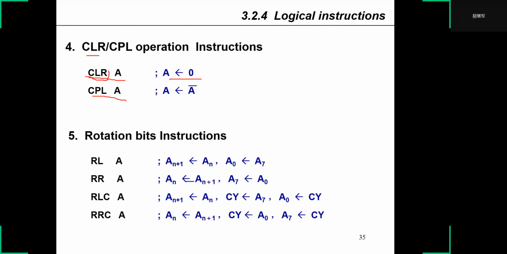This is CLR, clear, which sets the value to 0. CPL inverts the A register. Next are the rotation bits instructions. RLA, rotate left: we can remember this instruction as rotate left, where An moves to An plus 1.